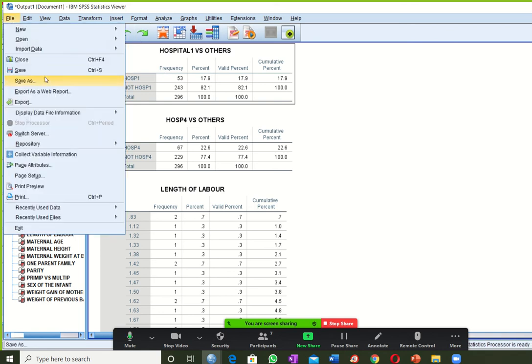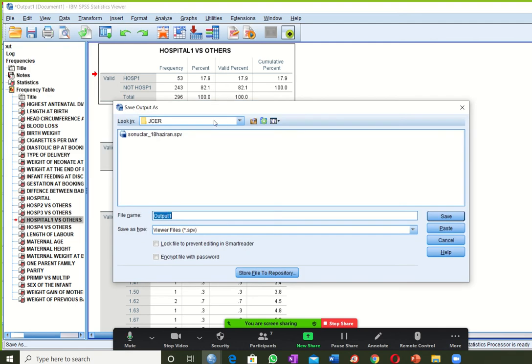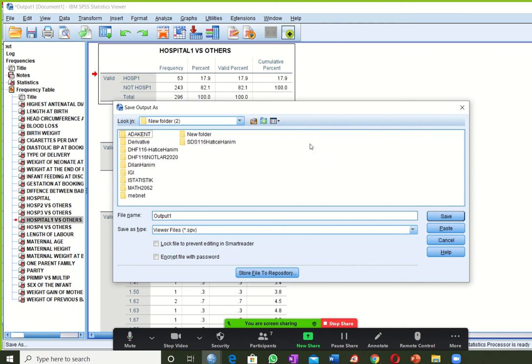Let us see how I can save this output and what its extension is. I can save it to my desktop. I put it in a new folder, I think. Yes. Okay, I'm going to save it here. So this is maternity.